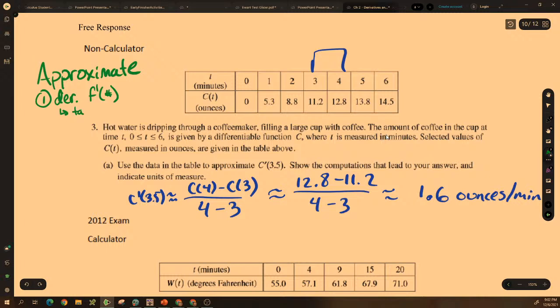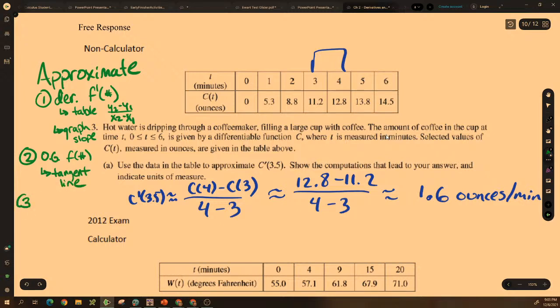If we're getting them in a table, we do y2 minus y1 over x2 minus x1. And if we're given a graph, we look at the slope. Okay, the second thing we can approximate, which we also did in this packet, is we can approximate the original function, right? F of some number. And they usually tell us to do this with a tangent line. But if they don't tell us a tangent line, that's what we're doing.